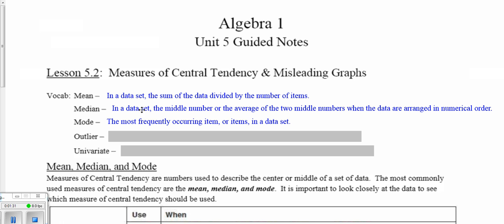Okay, these are all going to help us find how centralized, or kind of the middle piece of our data sets. Now we have a couple other things to look over.